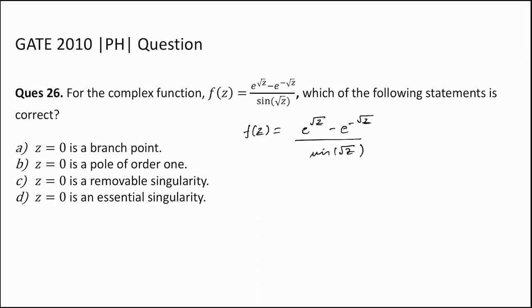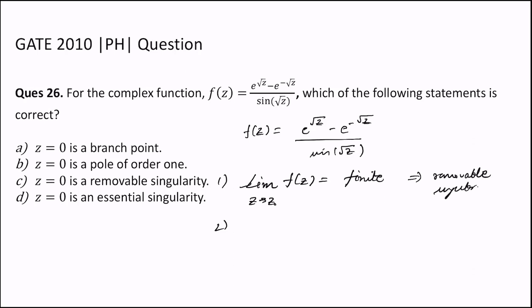We'll focus on removable and essential singularity. So a function is said to have a removable singularity if the limit z tending to z naught, where z naught is a pole, of f(z) is some finite value. Or there is another way. If the limit z tending to z naught of f(z) is finite, then f(z) is said to have a removable singularity at z naught.